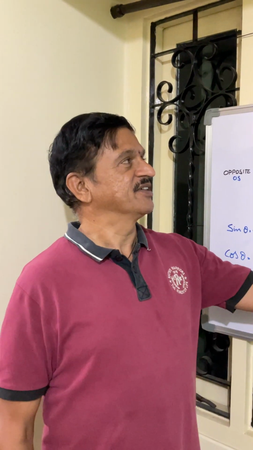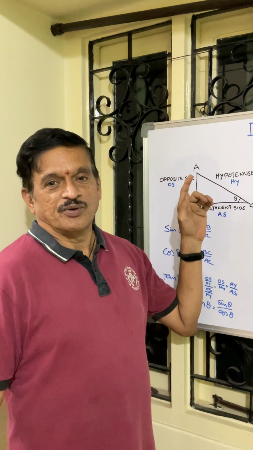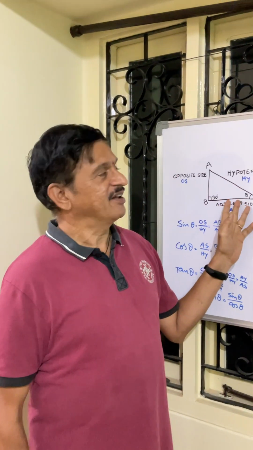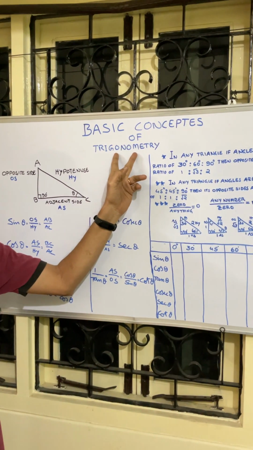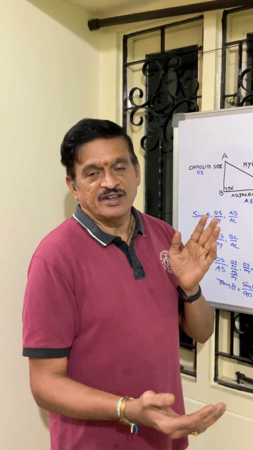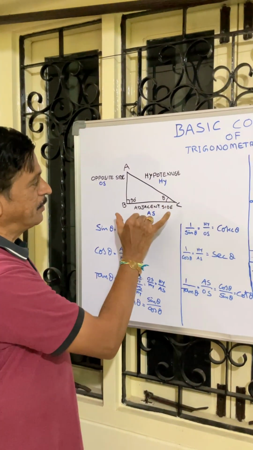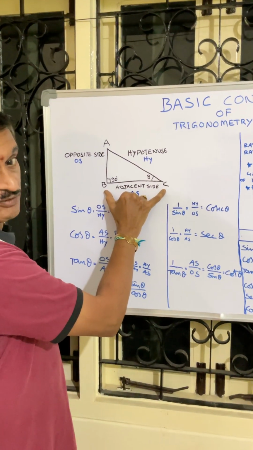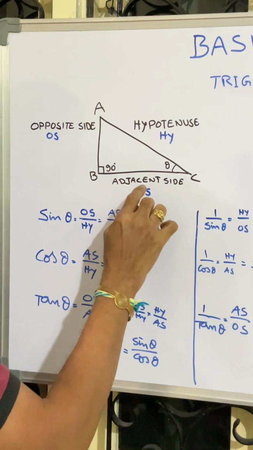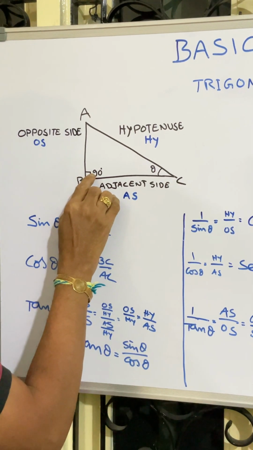Today I am going to teach the basic concepts of trigonometry. Without a right angle triangle, we cannot imagine trigonometry. A right angle means it is an angle between the floor and the wall. In triangle ABC, BC looks like a floor and AB is a wall. Hence, this angle is 90 degrees.